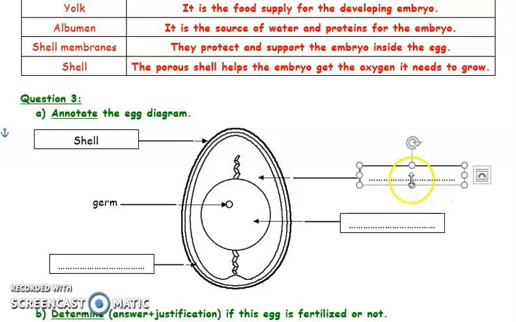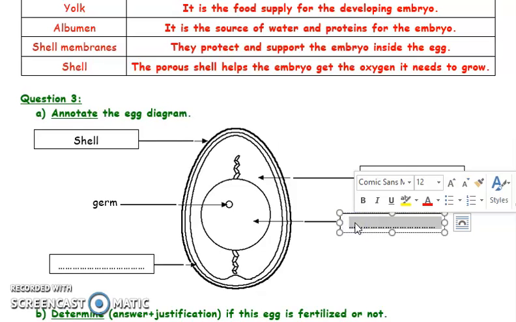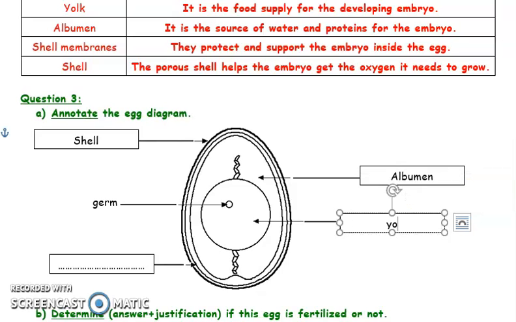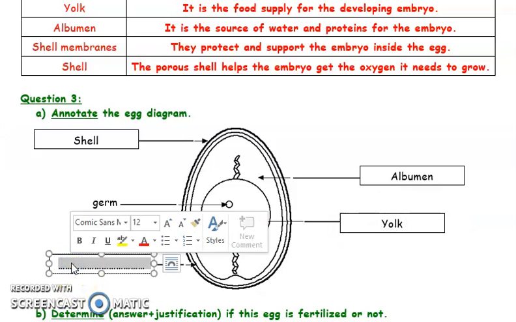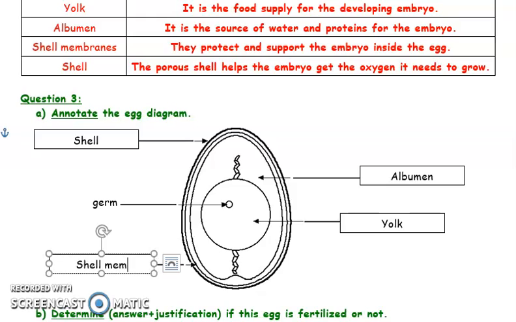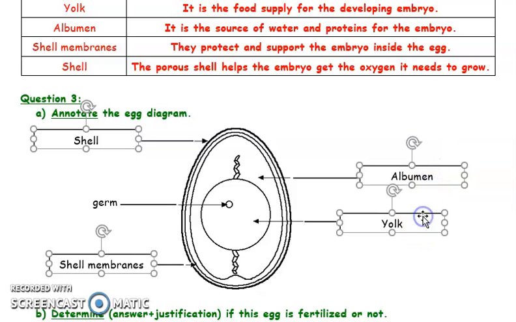This is the white part of the egg called the albumin. The albumin is a source of water and proteins for the developing embryo. Around the germ spot, we have the yellow part, which acts like a food supply for the embryo, and this part is called the yolk. Under the shell, we have the shell membranes that support the embryo growing on the inside of the egg.